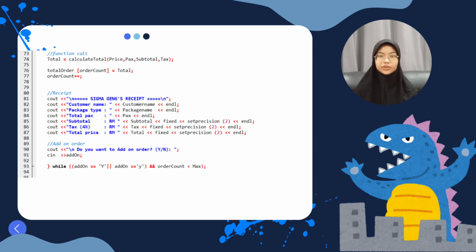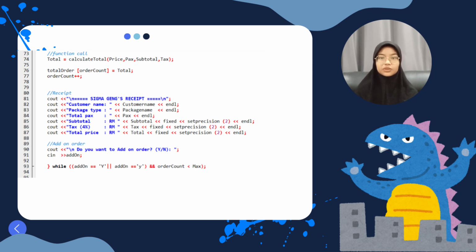First, calculating the total order cost using the calculate total function. We are also generating a receipt and allowing user to add more orders with a loop. First, we call calculate total to compute the subtotal, tax and final price. The function take these parameters: price, packs, subtotal which is passed by reference, and lastly tax also passed by reference. The result is stored in total, which is then saved to the total order array for record keeping.